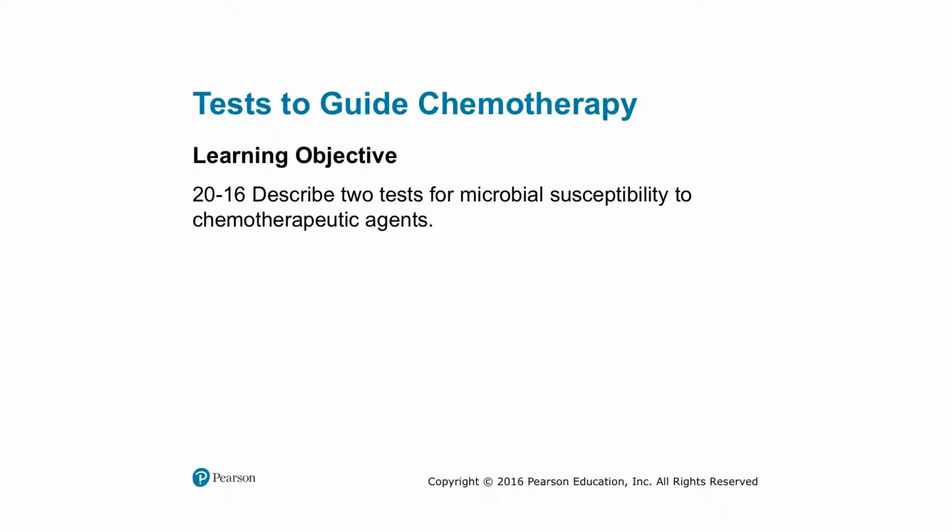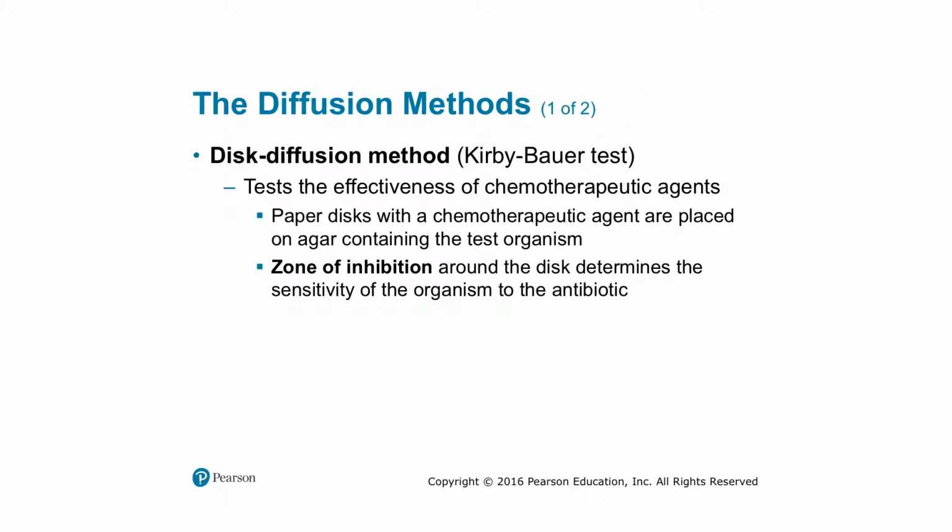So, tests to guide chemotherapy. We've gone over this whole stack of drugs that we can give somebody if they're sick. But how do we know which one to use? And so this is what's going to tell us here. Okay, so the disc diffusion method, or the Kirby-Bauer test, when I learned this, it was still Kirby-Bauer, tests for the effectiveness of chemotherapeutic agents.